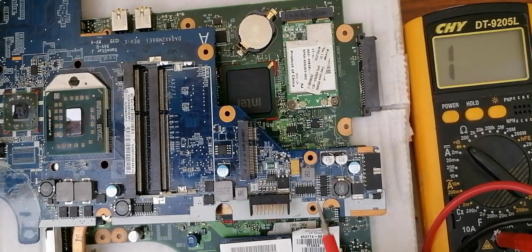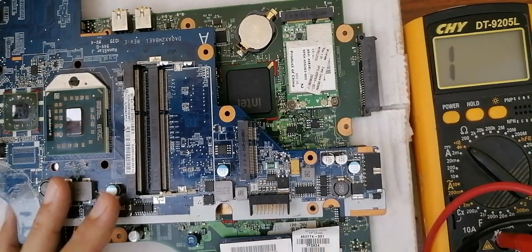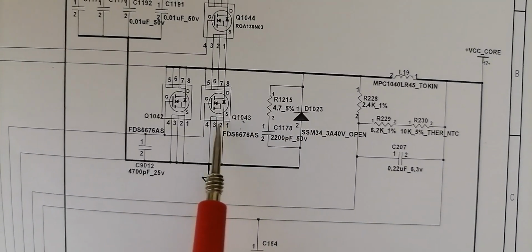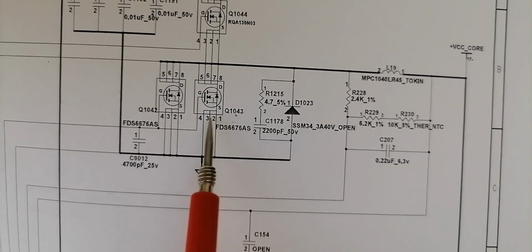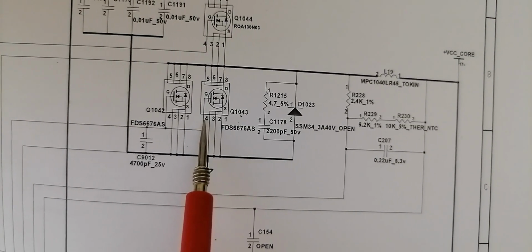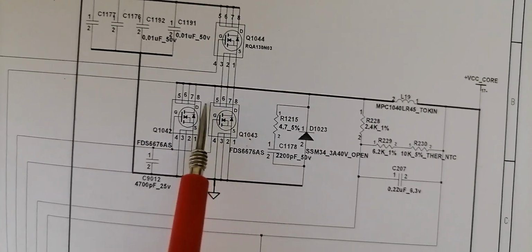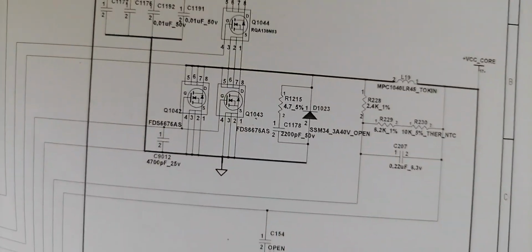So here we check the MOSFET. Here we find 3 pins connected together, exactly as we have here in the schematic. Do you see 1, 2, 3 are connected together? The 4th pin is not. This is the gate. So the other 4 pins for drain should be connected together. So let's check in the motherboard.